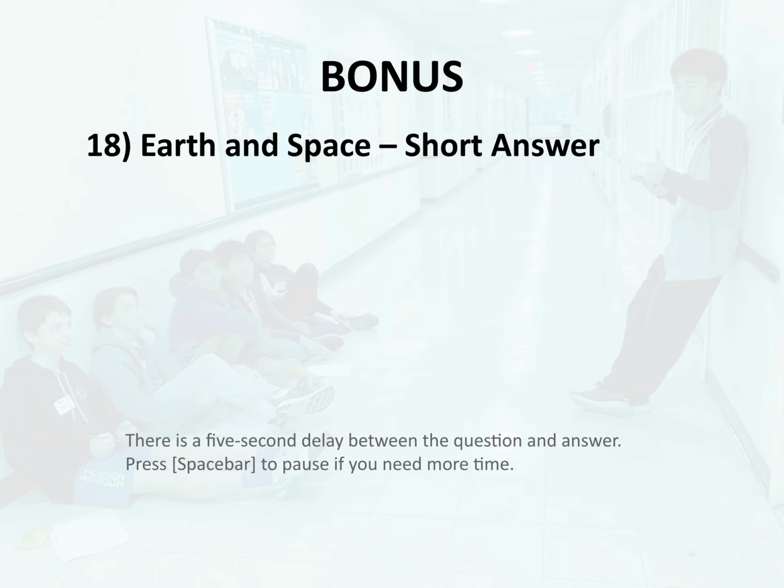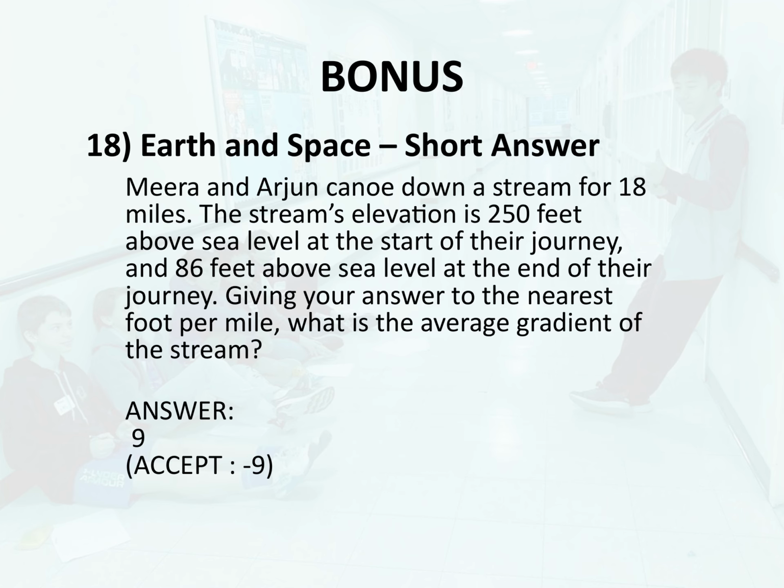Bonus, 18. Earth and space, short answer. Mira and Arjun canoe down a stream for 18 miles. The stream's elevation is 250 feet above sea level at the start of their journey, and 86 feet above sea level at the end of their journey. Giving your answer to the nearest foot per mile, what is the average gradient of the stream? Answer: 9.